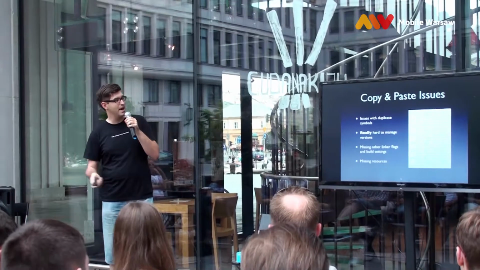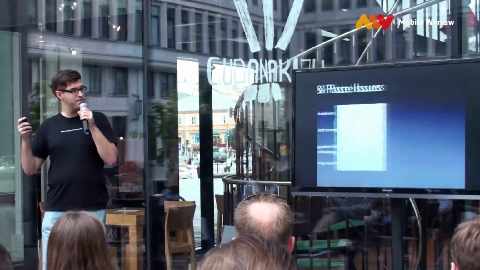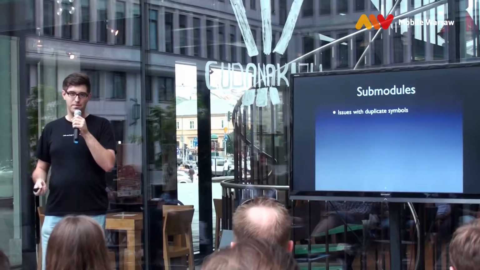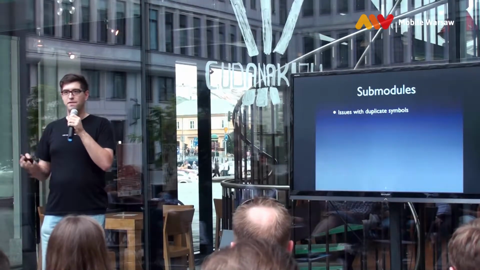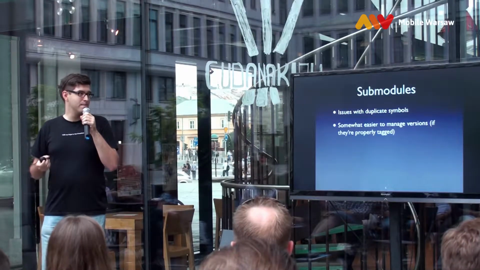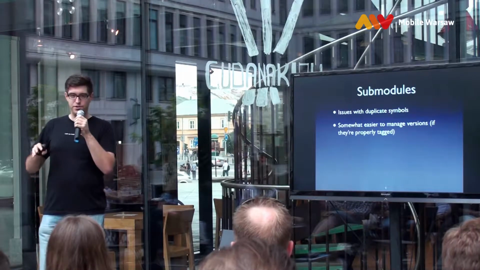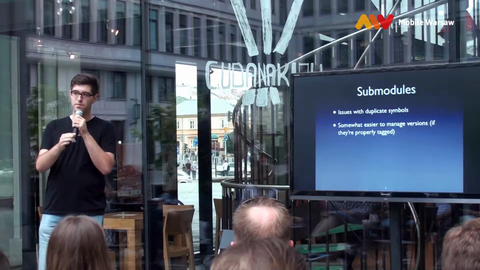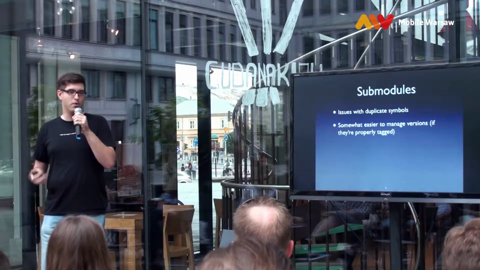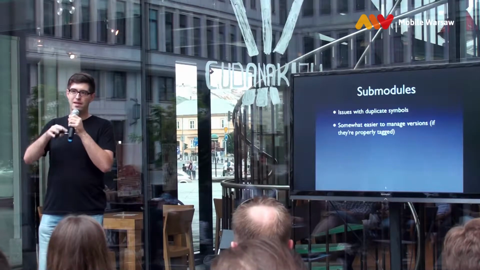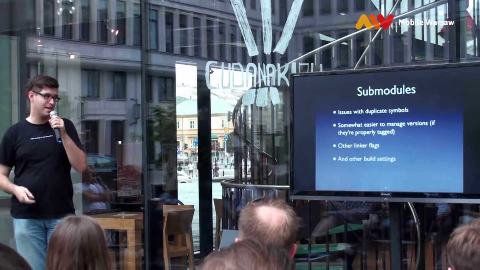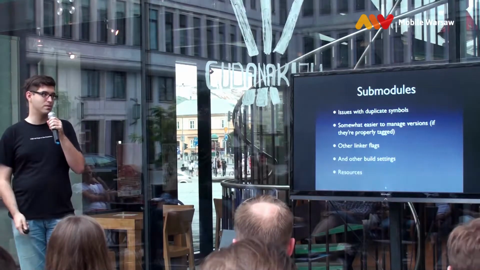So let's see how this compares to submodules. With submodules, you again have issues with duplicate symbols, because when you add a submodule, if it compiles to a static library, you have the exact same issue. It's somewhat easier to manage versions because your submodule points to a very specific commit in the Git repo, but it only works for the version when someone properly tags versions. Again, other linker flags, other build settings, and resources.